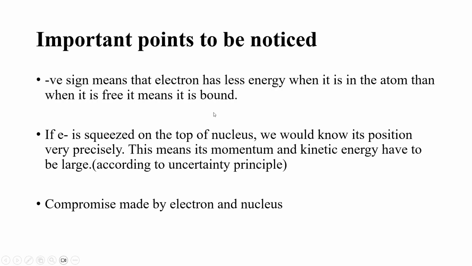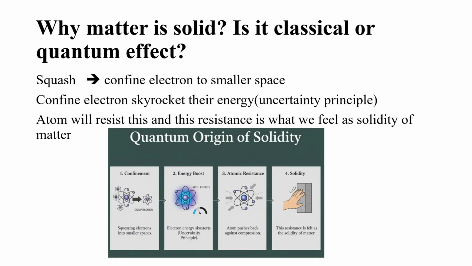If the electron is squeezed on top of the nucleus, we would know its position very precisely. This means its momentum and kinetic energy have to be large, according to the uncertainty principle. So this is a compromise made by the electron and the nucleus. Now, this uncertainty principle can also explain why matter is solid. Is it a classical or quantum effect? We can understand that in later discussion.